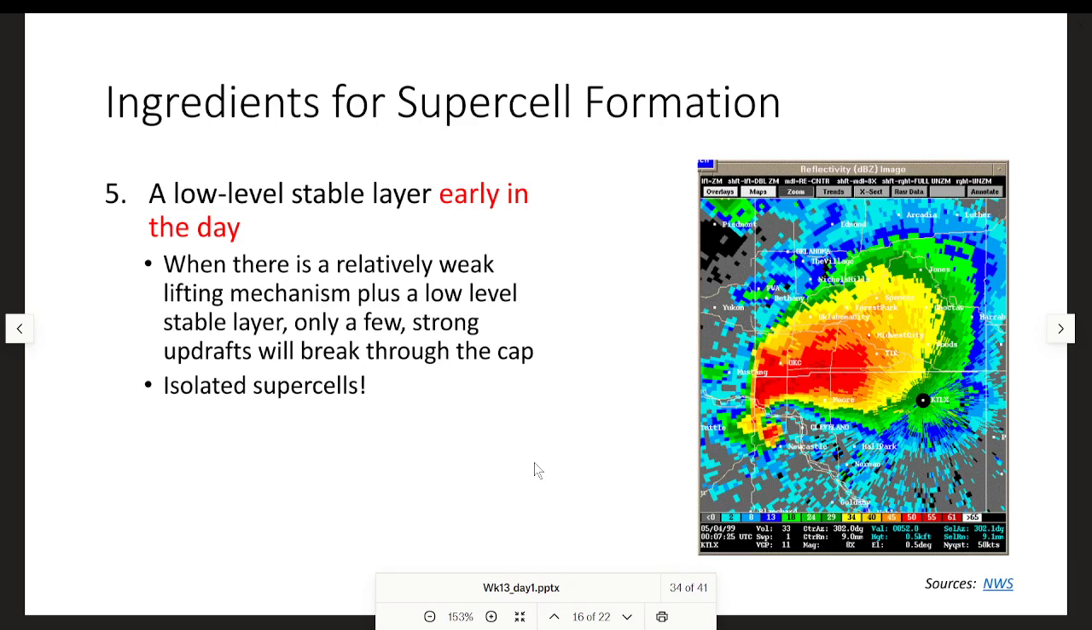Okay, ingredients for the supercell formation. So we were talking again about that low-level stable layer, aka the cap, earlier in the day. So when there's a relatively weak lifting mechanism plus a low-level stable layer, only a few strong updrafts will break through the cap. This is good for isolated supercells because not everything will be strong enough to push through the cap, so it will give more of that energy just to these isolated storms. They're not competing for energy. And you don't want them to contaminate each other either.